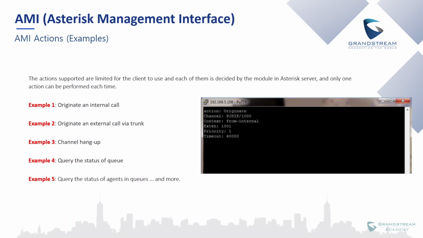You can originate an internal call between two internal SIP extensions. You can originate an external call via a pre-configured trunk on the UCM. For channel hangup, it's a command that will hang up active calls. Query the status of queue, meaning that you can get all information about your call queue, such as completed calls, abandoned calls, and the total call count, etc. Query the status of agents in queues, meaning getting information about the agent's calls. There are many more commands, but comparatively to API, it's very limited.